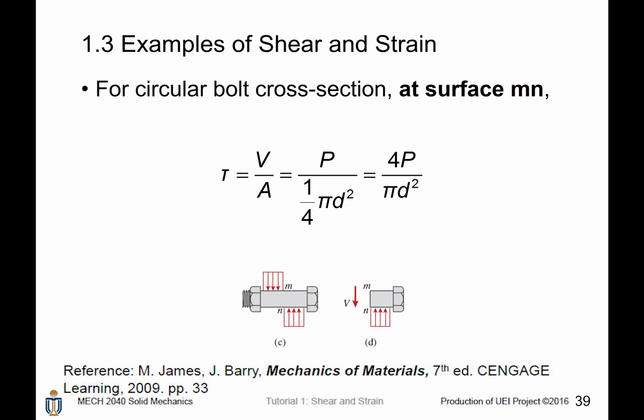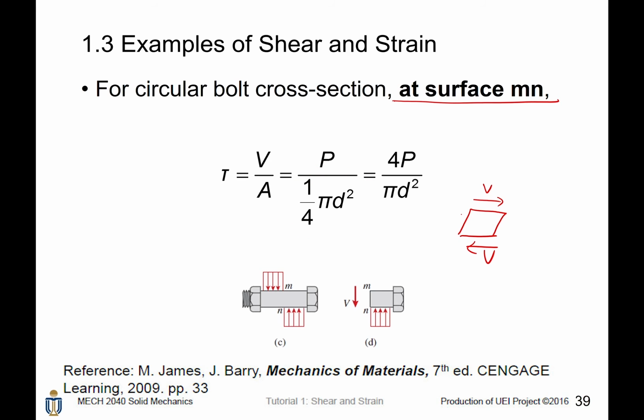So how can we calculate the shear stress? Shear stress is like a pair of forces. At the cross-section MN, there is a pair of shear forces P exerted on it. Therefore, we can calculate at the surface MN the average shear stress. The average shear stress is given by the force divided by the cross-sectional area. Since it is a circular bolt, the area is given by 1/4 of pi d squared.